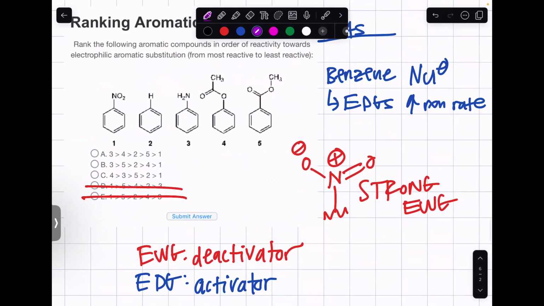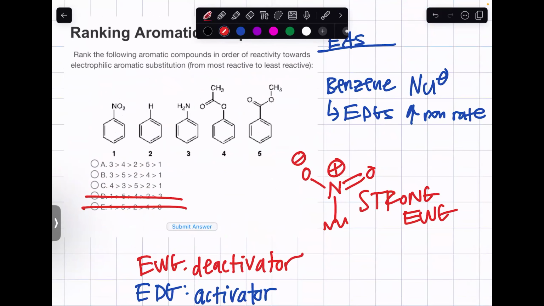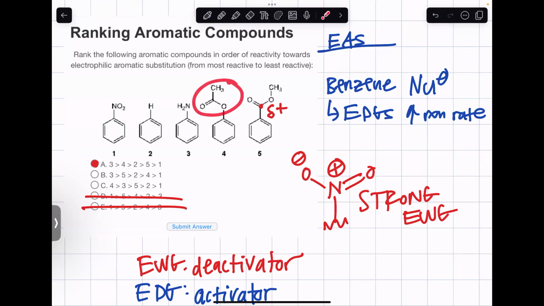Okay, so I think you could finish the rest here. So 5 is an EWG because of the partial positive from the carbonyl. From that point, you could automatically choose the correct answer. We just have to find the two deactivators, and then if you know the other ones, what is this here? Yeah, it's A. Because what is this group here? Is this an EDG or EWG, and why?